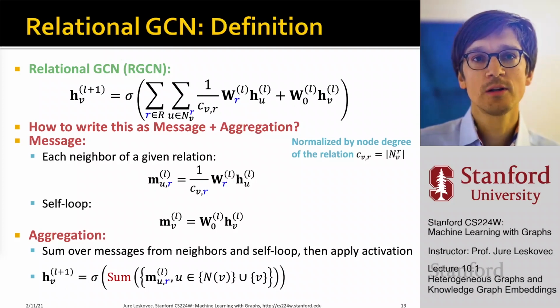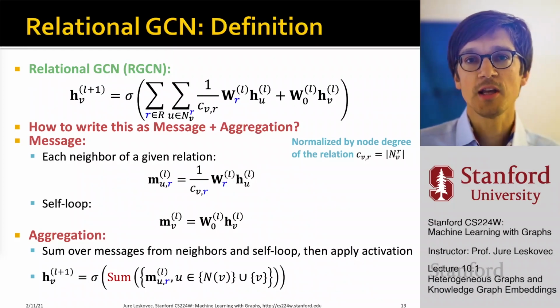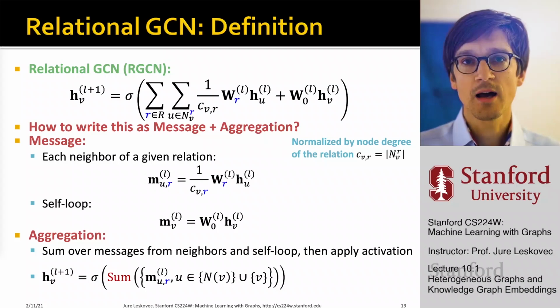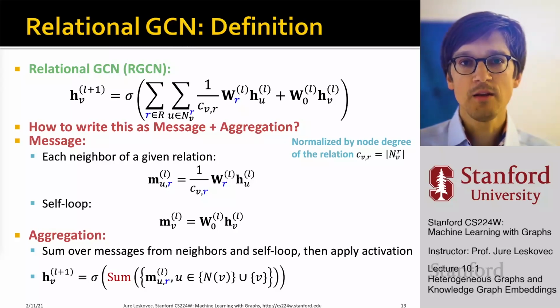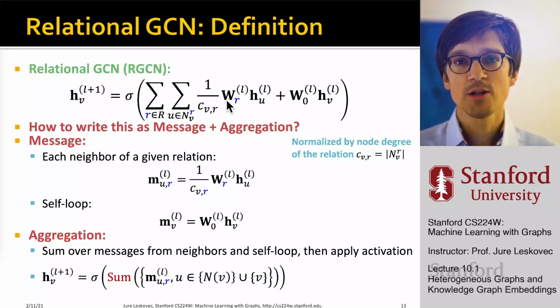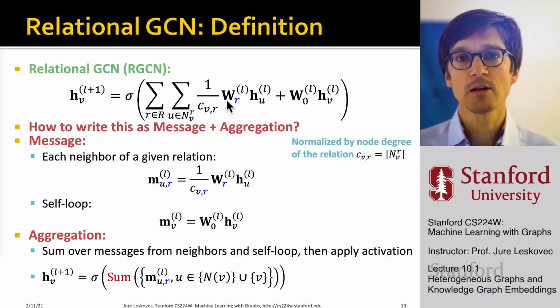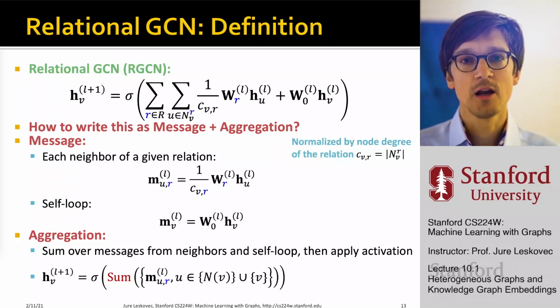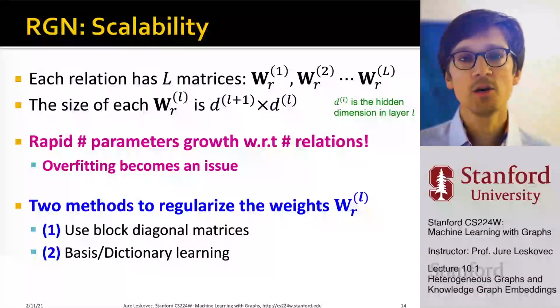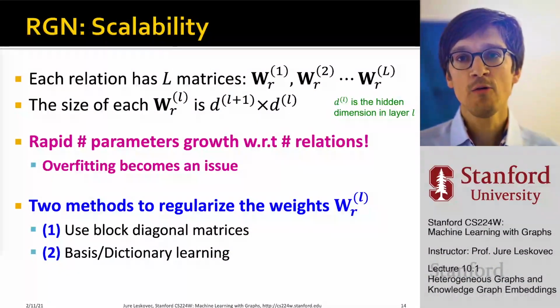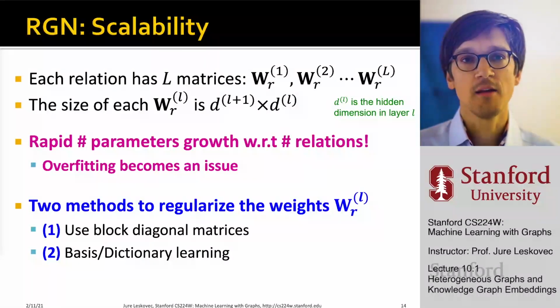So this is called relational GCN. So basically a relational graph neural network or a relational graph convolutional neural network, where the main difference is that now we have different message transformation operators based on the type of the relationship between a pair of nodes. And this is denoted by this subscript R that denotes the relation type. So this is how we defined RGCN.